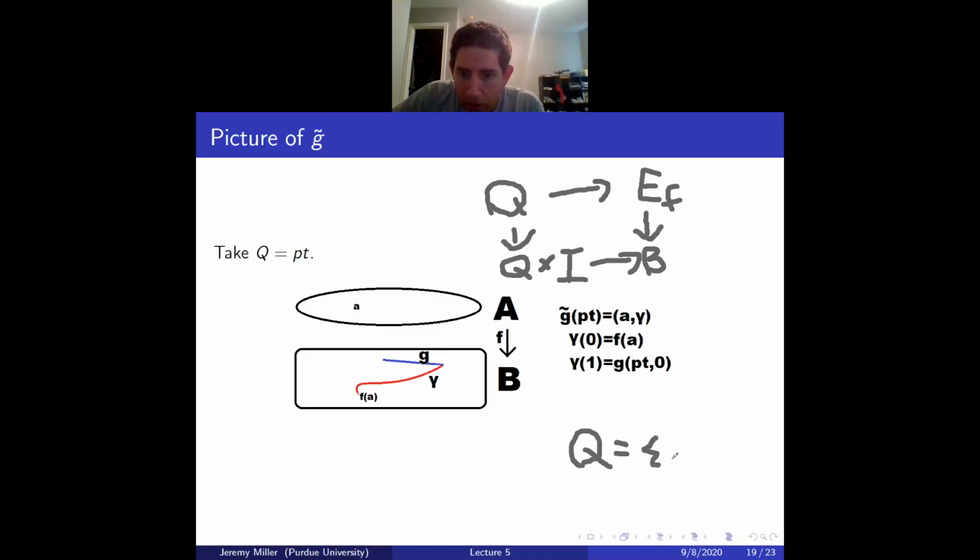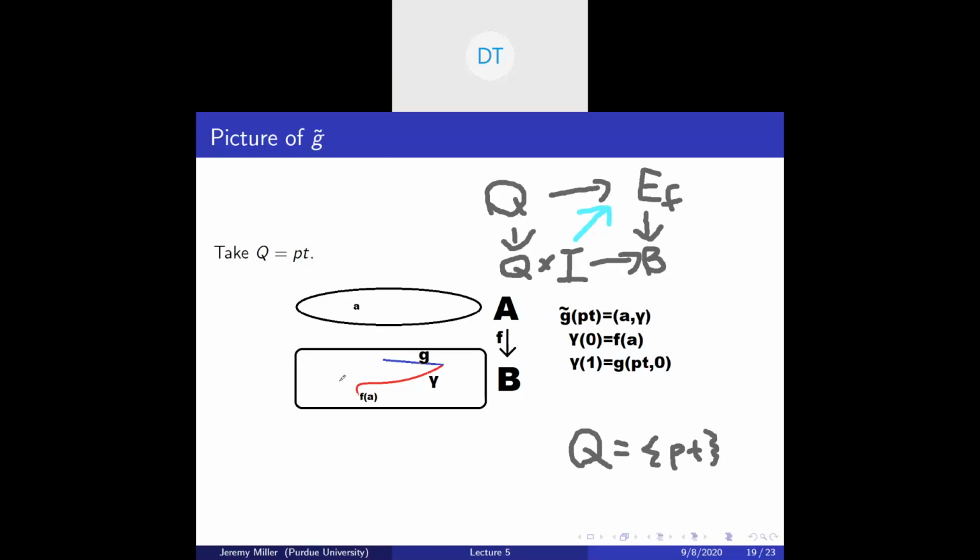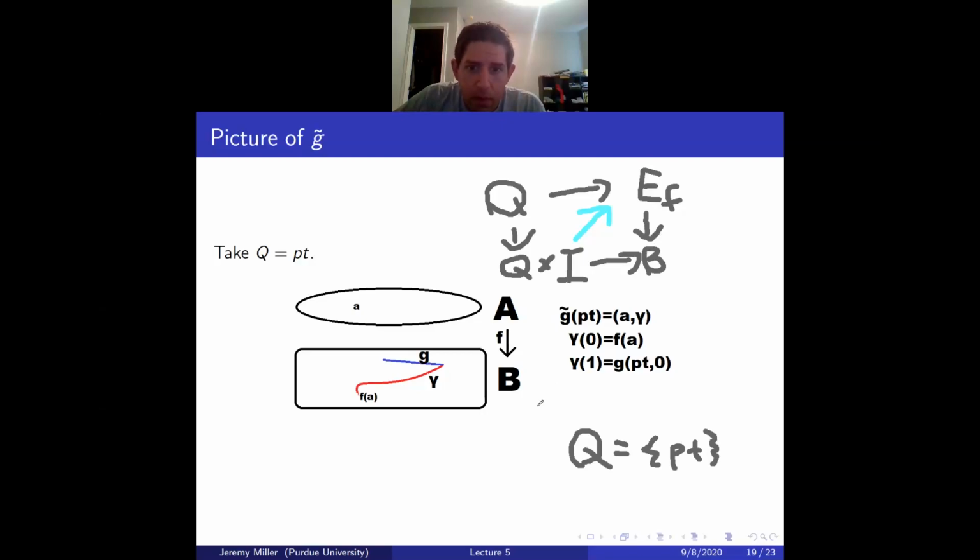Drawing the picture in the case Q is just a point. Okay, this lift is just an interpolation between the red and the red concatenated with the blue, plus the point A. Okay, I think I got it. Yeah. So that last equation, gamma of 1 equals g of point at 0, is basically saying the endpoint of gamma is the starting point of g, the path. And that involves the function p going from EF to B, so just unwinding what that means. So what we've done is we've replaced A with a space that has all this contractible path data. But this contractible path data means we can lift anything, basically.